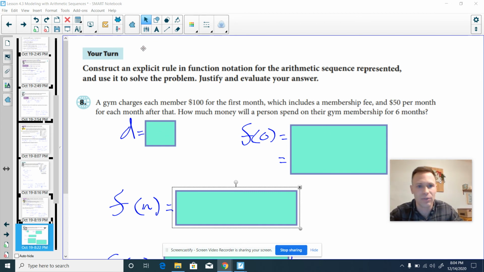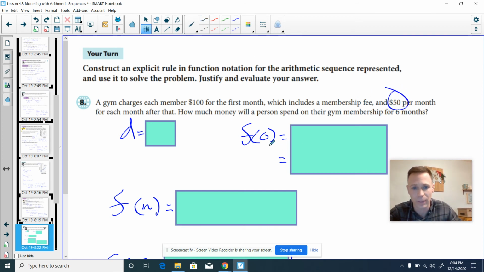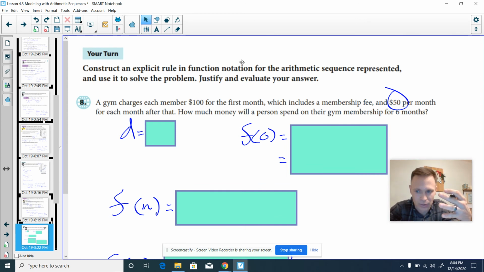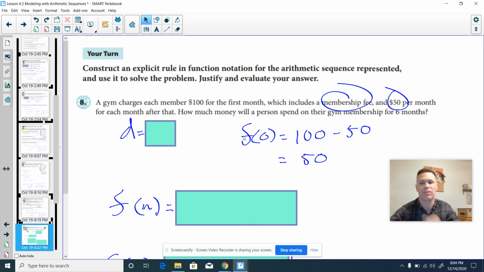So, common difference here, no calculation needed. We know the common difference is $50, right? The f of 0, I think, is pretty self-explanatory. If that first month costs a total of $100 and they charge you $50 per month, and that first month includes that membership fee, right? Well, then all we got to do is take that 100 and subtract the $50 per month fee, and we get that the membership fee is $50. That is my f of 0, right?